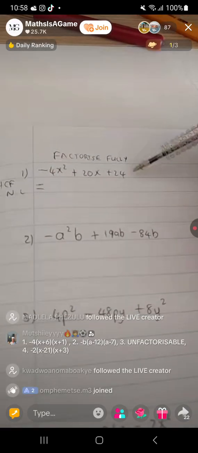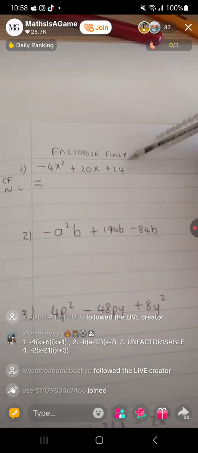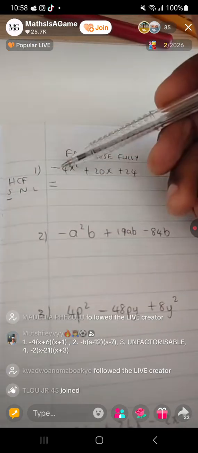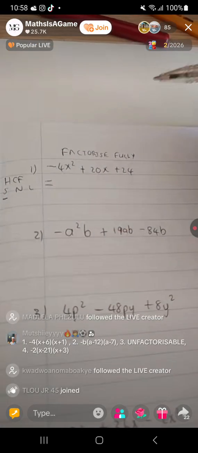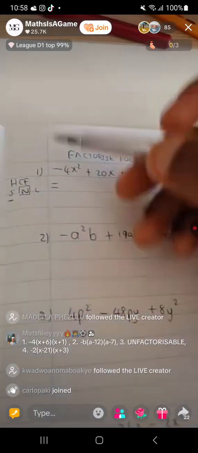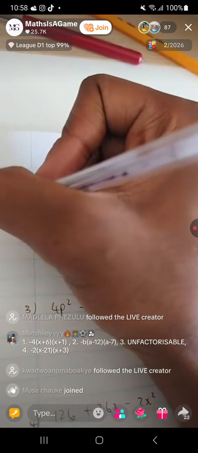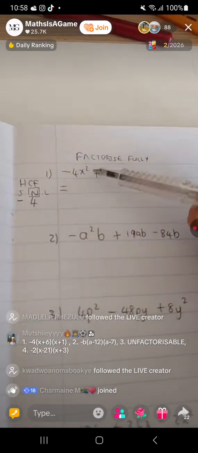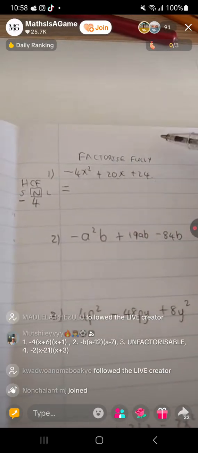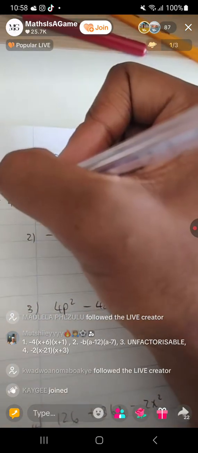Because this is a quadratic trinomial in the right order, the x squared term, the x term, and the constant at the end, the leading term, which is the x squared term, has a negative sign, so that is our highest common factor sign. We move on to the number. What's our highest common factor number between 4, 20, and 24? It is 4. The highest common factor letter: is there a common letter that has a lowest exponent in the expression? No. So we have no highest common factor letter.